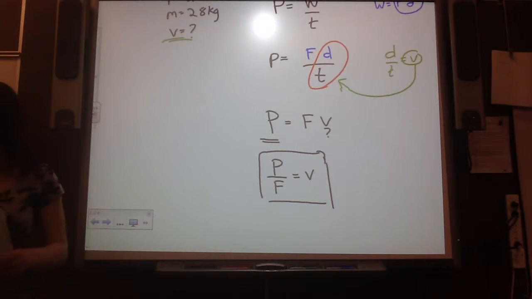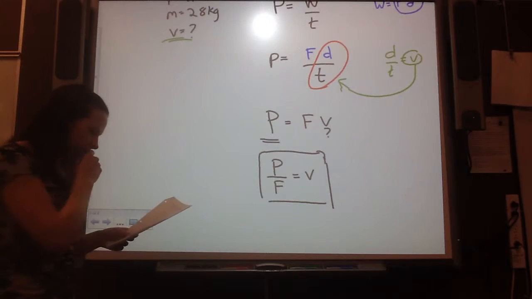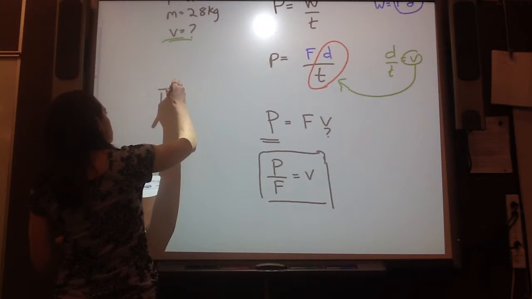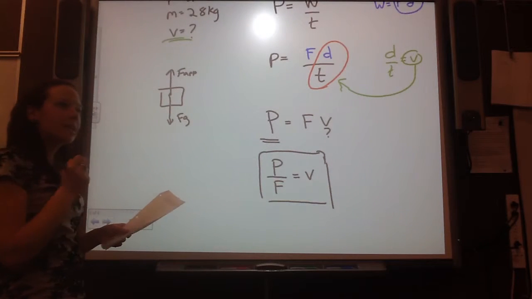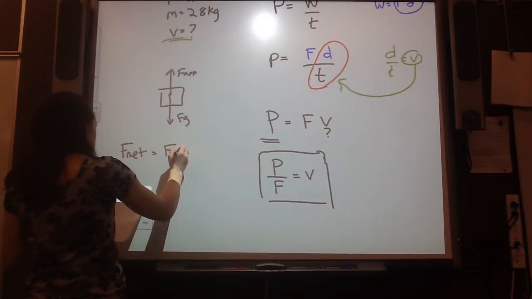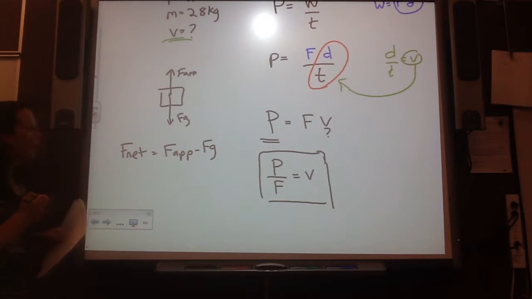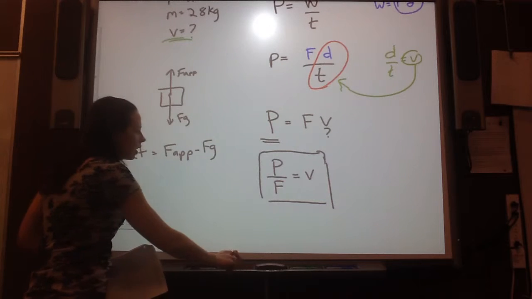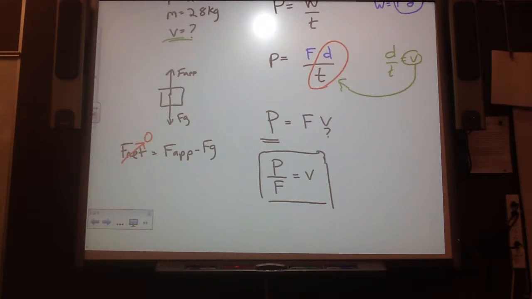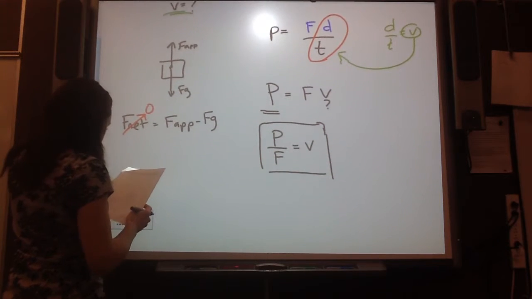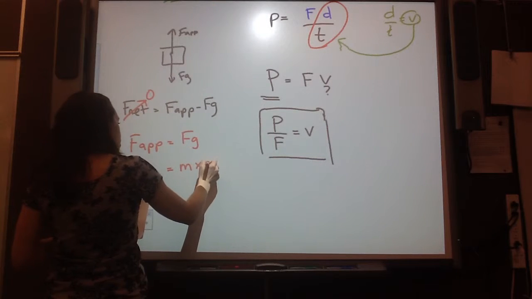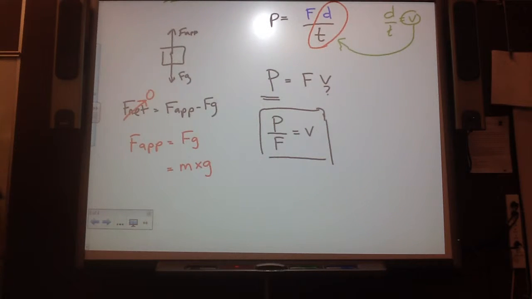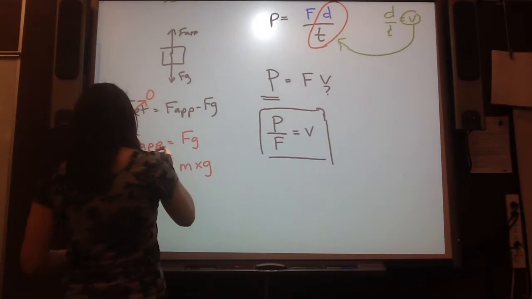But we don't have force. Well, let's think about what's going on with force here. If we're lifting shingles, there's F and Fg. Okay? If it is at a constant velocity, F net is equal to 0. So we know F net is equal to F app minus Fg. From our forces unit, we know F net is equal to 0 when there's constant velocity. So then I know that F app is equal to Fg, which is equal to m times g, the force of gravity. And we are given mass. So now we can find out F app.